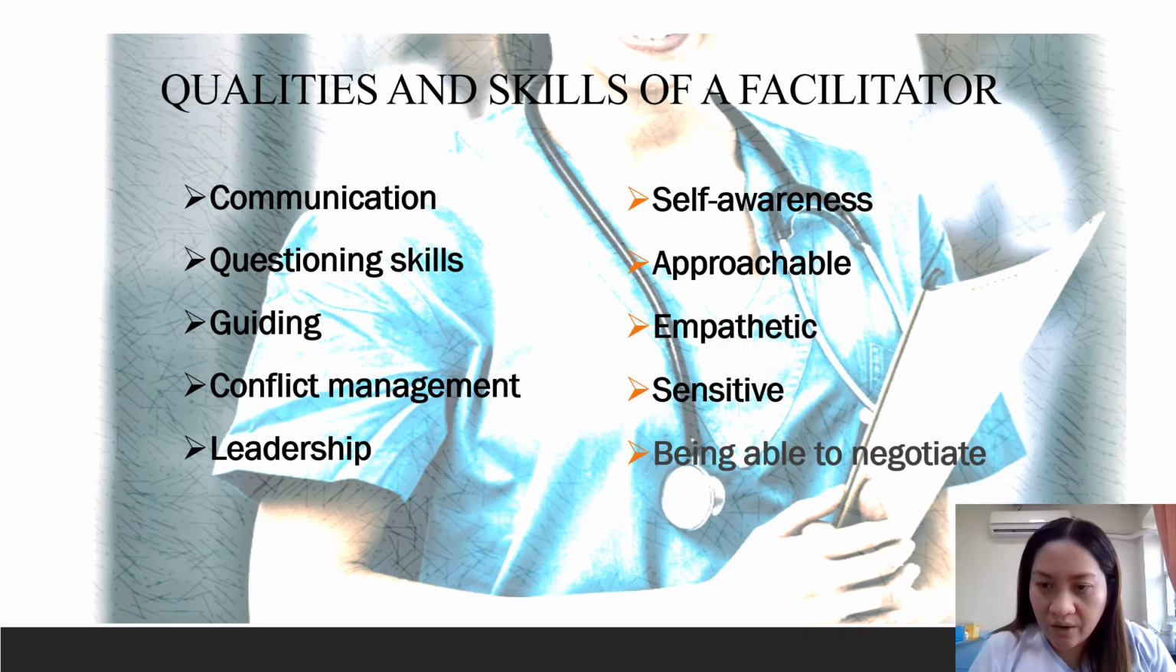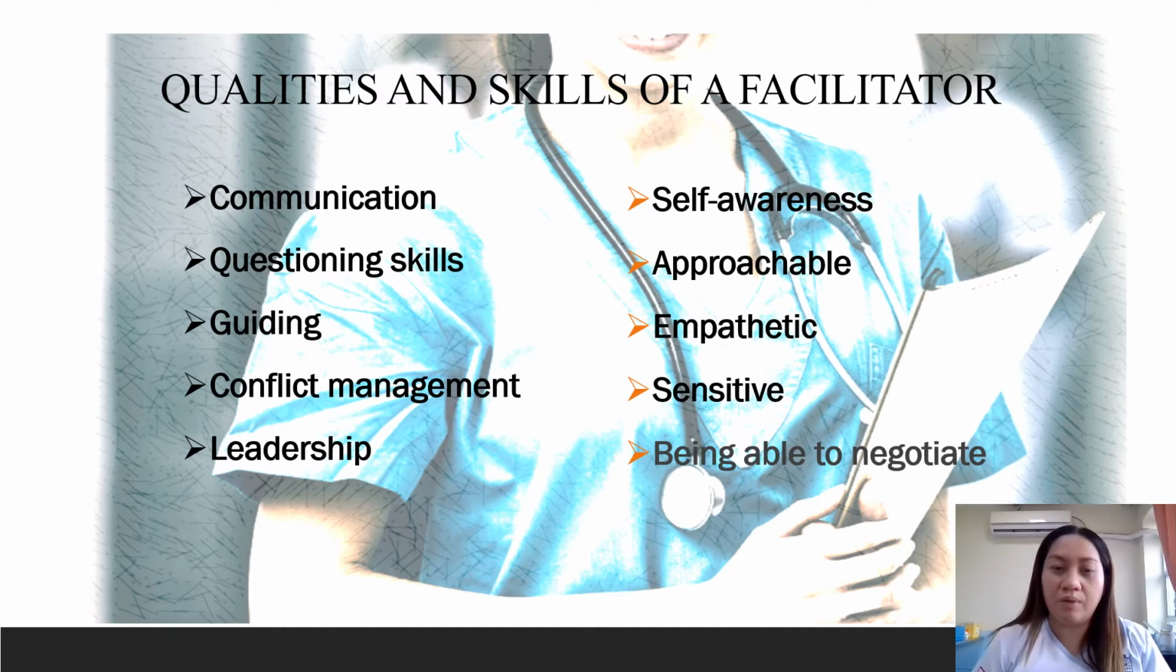Self-awareness, make sure that you're aware of yourself, you know your strengths and your weaknesses before you talk to the patient and before you teach them. You must be fully aware of your competencies and your skills as a provider of education or learning. You must be approachable. You must be somebody who is not intimidating so that your client will open up to you.